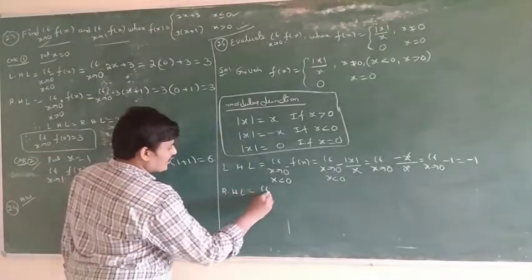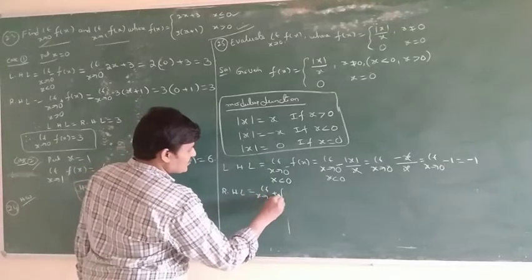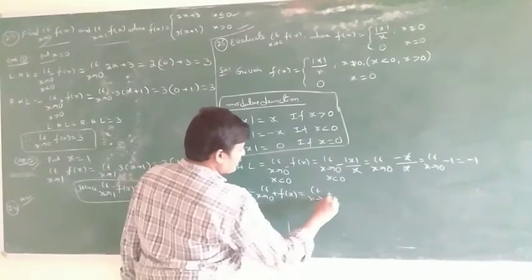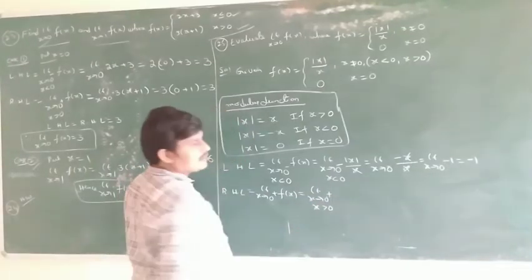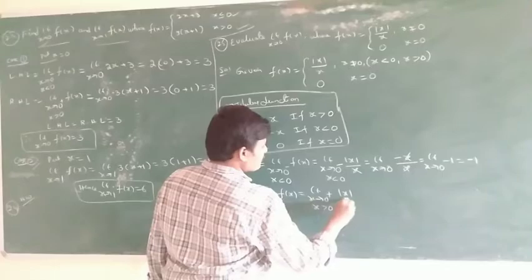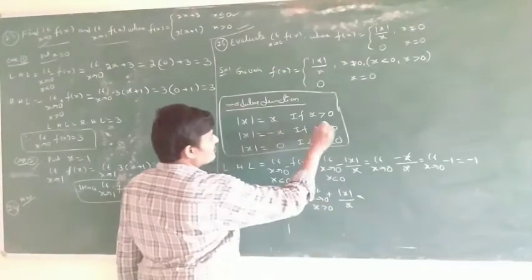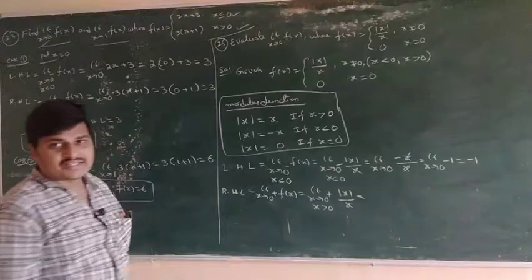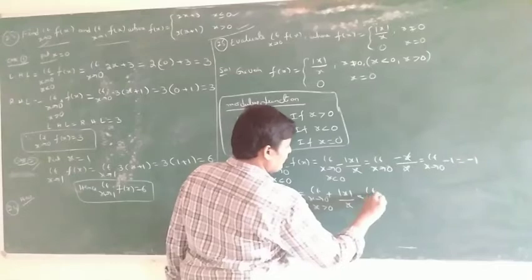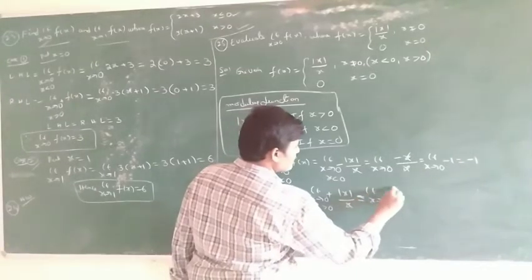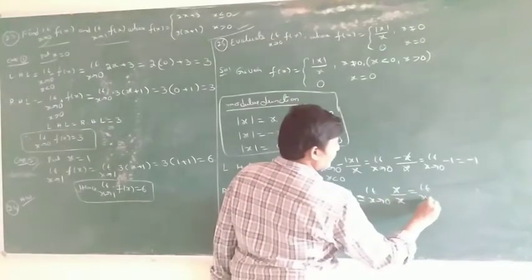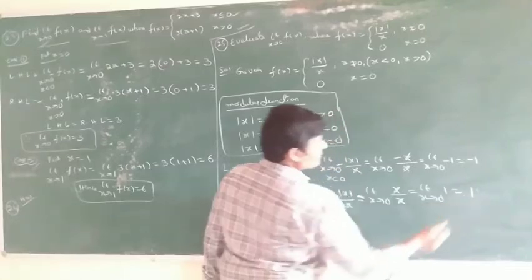RHL is equal to limit x tends to 0 plus f of x. Plus means x greater than 0, minus means less than 0. So mod x by x. For x greater than 0, mod x is equal to x. So limit x tends to 0, x by x is equal to 1. So limit x tends to 0 of 1, the limit of 1, is equal to 1.